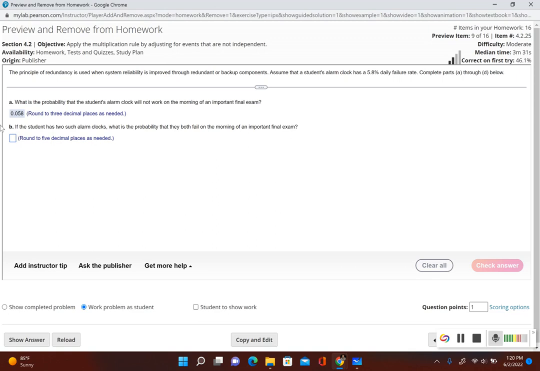Now for part B, it says, if a student has two such alarm clocks, what is the probability that they both fail on the morning of an important final exam? So now the student has two alarm clocks. We want to find out the probability that both of them are going to fail. So this is an extension of the multiplication rule. So we want to find out what's the probability that the first alarm clock is going to fail and also the second one is going to fail.